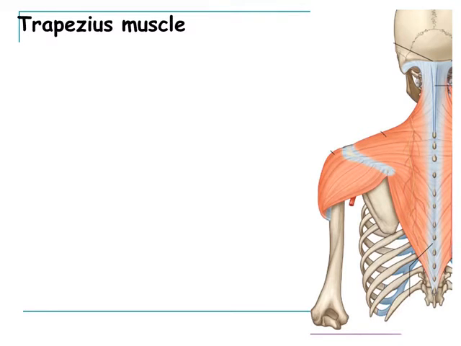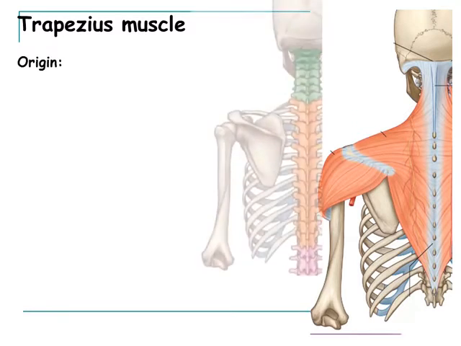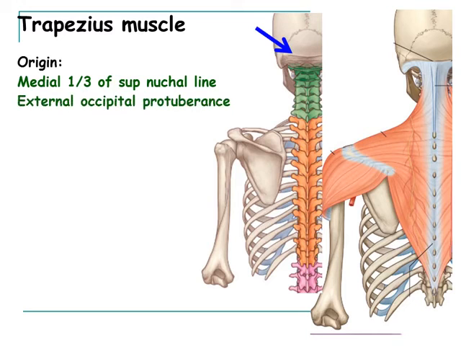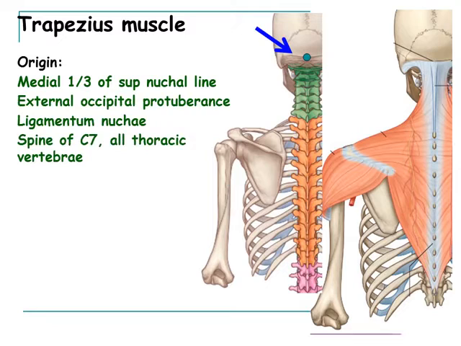Now we have finished the deeper layer of the muscles of the back, which are called intrinsic muscles of the back. We will move to extrinsic muscles of the back, the superficial layer. Trapezius muscle originates from the medial third of the superior nuchal line, the external occipital protuberance, the ligamentum nuchae, the spines of all cervical vertebrae, the spines of all thoracic vertebrae.